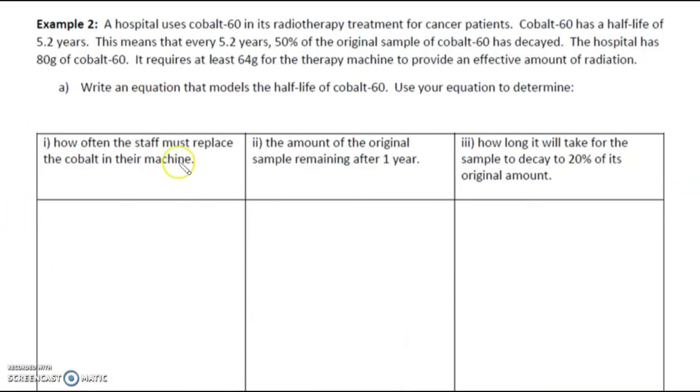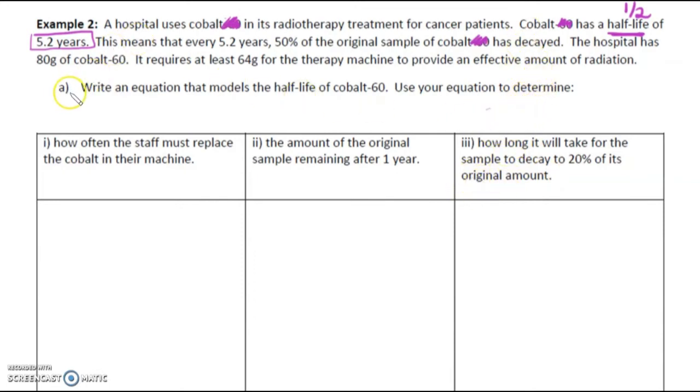Example 2: a hospital uses cobalt-60 in its radiotherapy treatment for cancer patients. Just to let you know, cobalt-60 is the name, so I'm going to scratch out the 60 because we don't want to confuse it with any part of our calculation. Cobalt-60 has a half-life of 5.2 years. Really awkward this time, 5.2. But all this means is that every 5.2 years, 50% of the original amount has decayed. So it's decreasing 50%, 50%, 50% every 5.2 years.